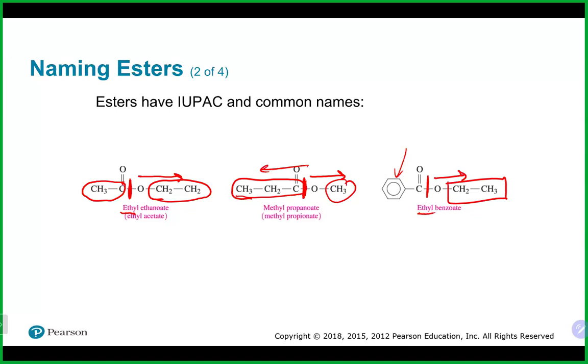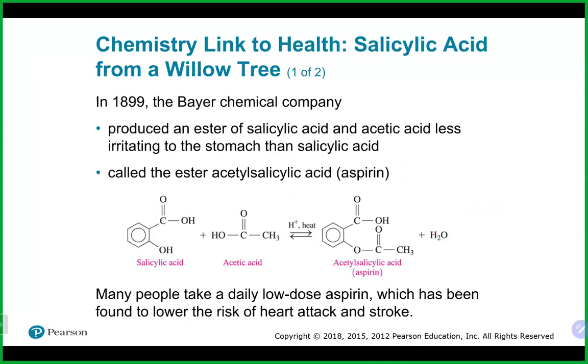There are some common names here. Ethyl acetate. You're not going to worry too much about that. I will say ethyl acetate does pop up a lot, or that acetate. Again, that's based off of ethanoic acid, or acetic acid, that carboxylic acid that it comes from.